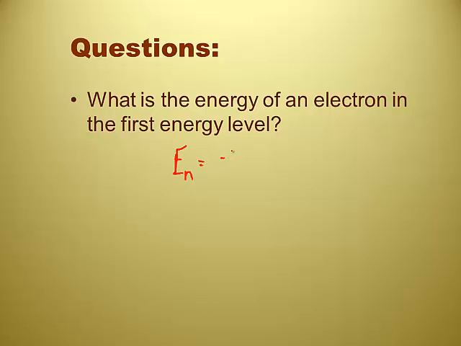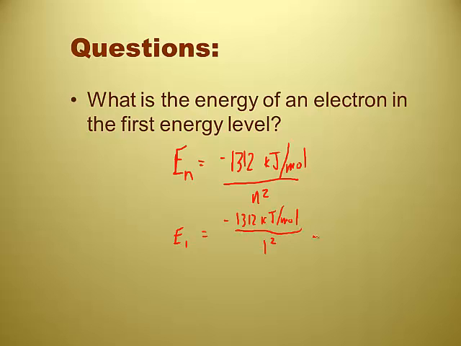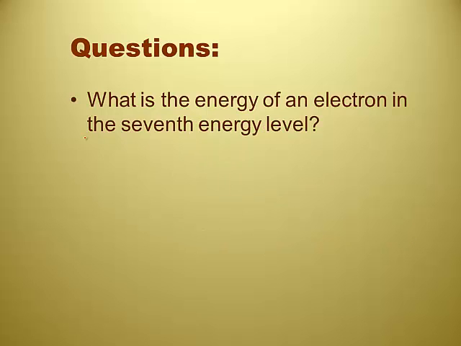E_n is equal to negative 1312 kilojoules per mole divided by n squared. And n is 1, 2, 3, 4, 5, and so on. In this situation, n is 1. I don't even need a calculator. Negative 1312 kilojoules per mole. So if the electron is sitting in that orbit, which it should be because that's ground state, it's experiencing negative 1312 kilojoules per mole of energy. Got it.